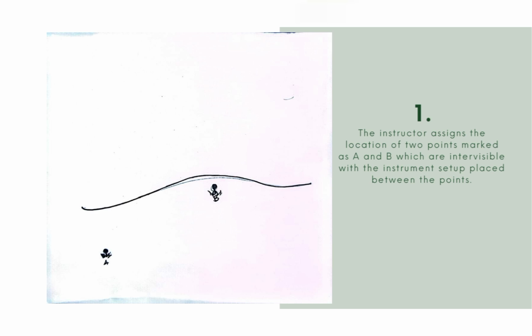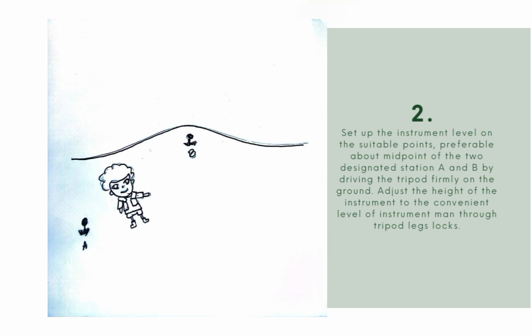Number 1. The instructor assigns the location of 2 points marked as A and B which are intervisible, with the instrument setup placed between the points. Number 2. Set up the instrument level on a suitable point, preferably about the midpoint of the 2 designated stations A and B, by driving the tripod firmly on the ground. Adjust the height of the instrument to a convenient level for the instrument man through the tripod leg locks.